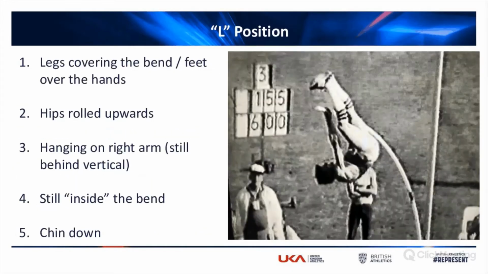Oh, I've gone too far. First thing then, the L position. What are we looking for? We've gone past maximum pole bend. You can see the pole in this image has already started to recoil, but we're resisting that at this stage, and the pole's not moving too quickly. So we've got opportunities to get into position.